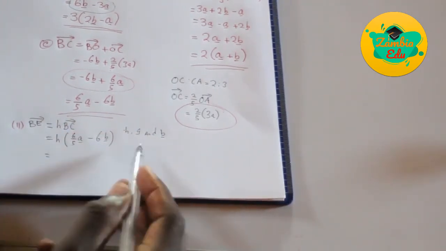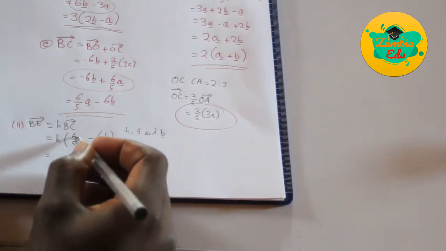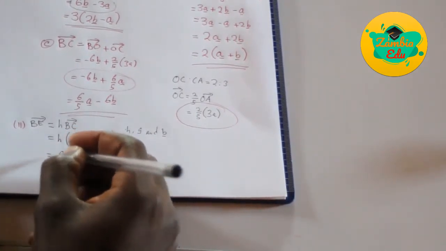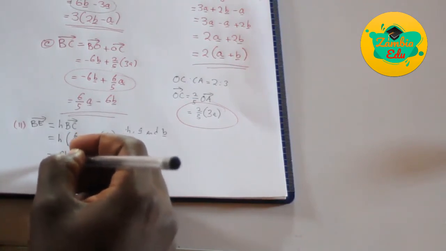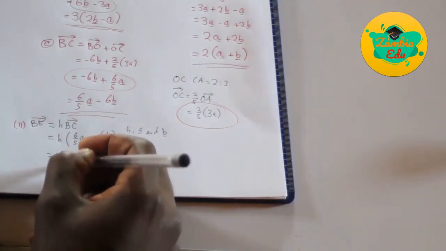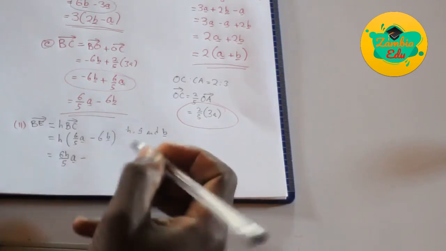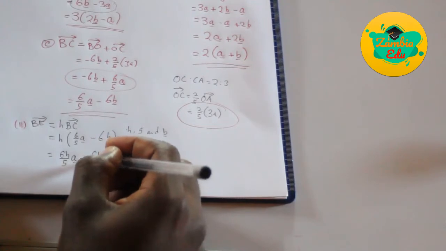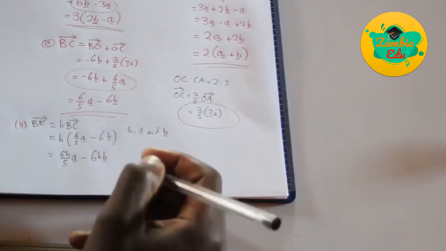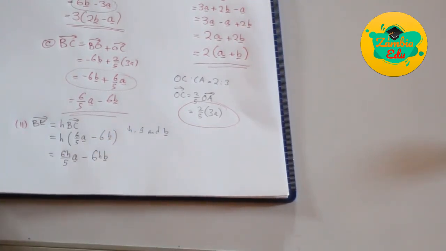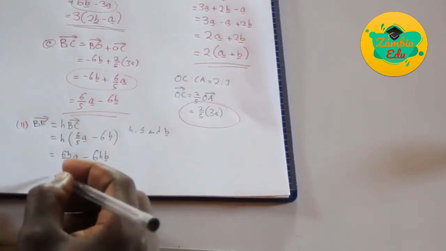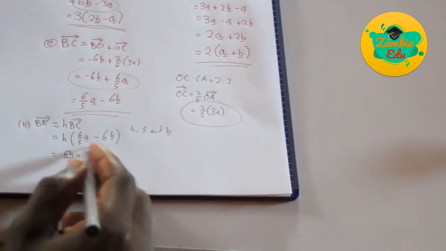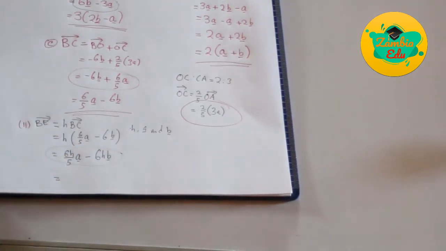What do we do? Multiply H with everything that is in there. So H times 6 over 5a is going to give us 6H over 5a, minus H times 6b to give us 6Hb in that way. Once we do that, we can now summarize. So that answer is okay like that. You can end it there.